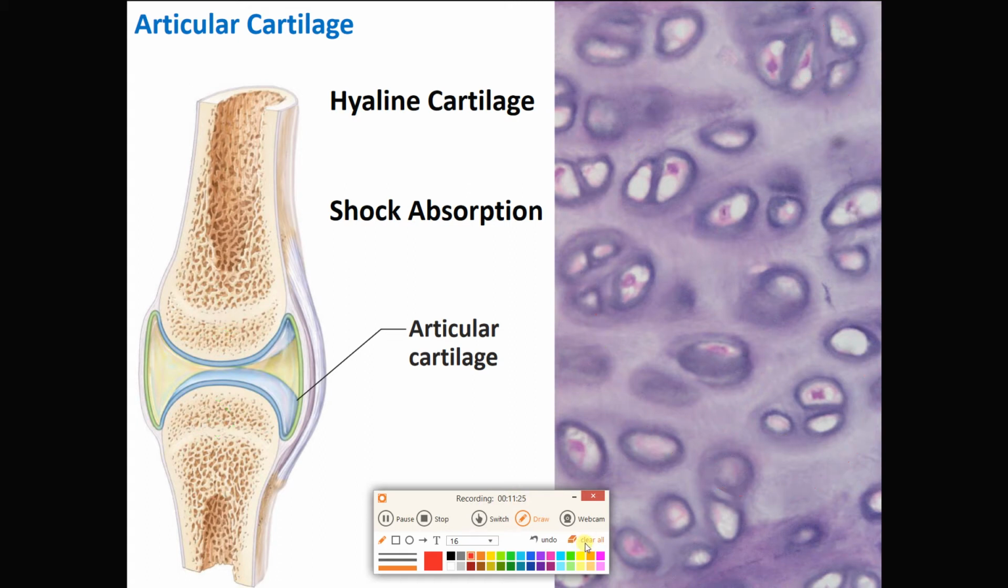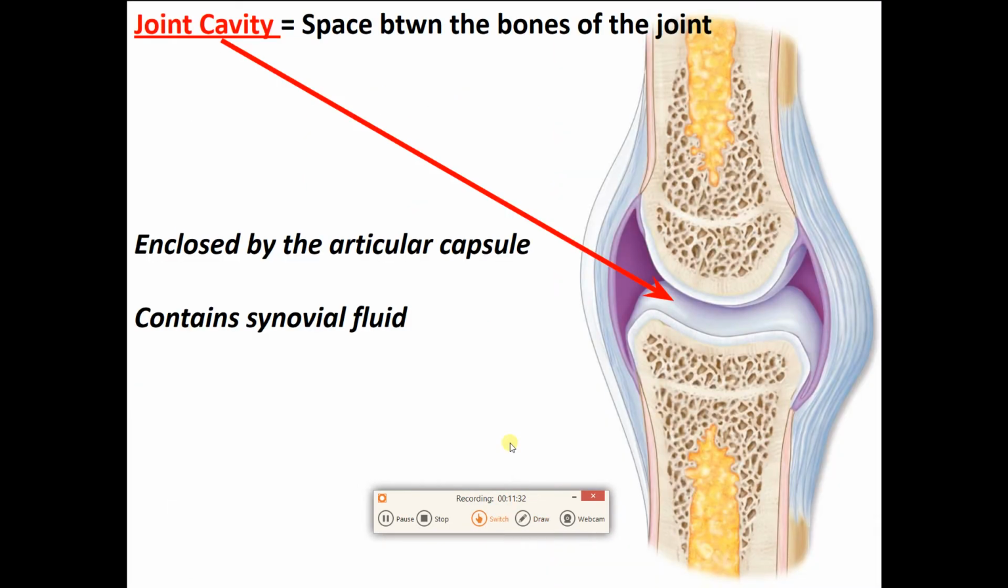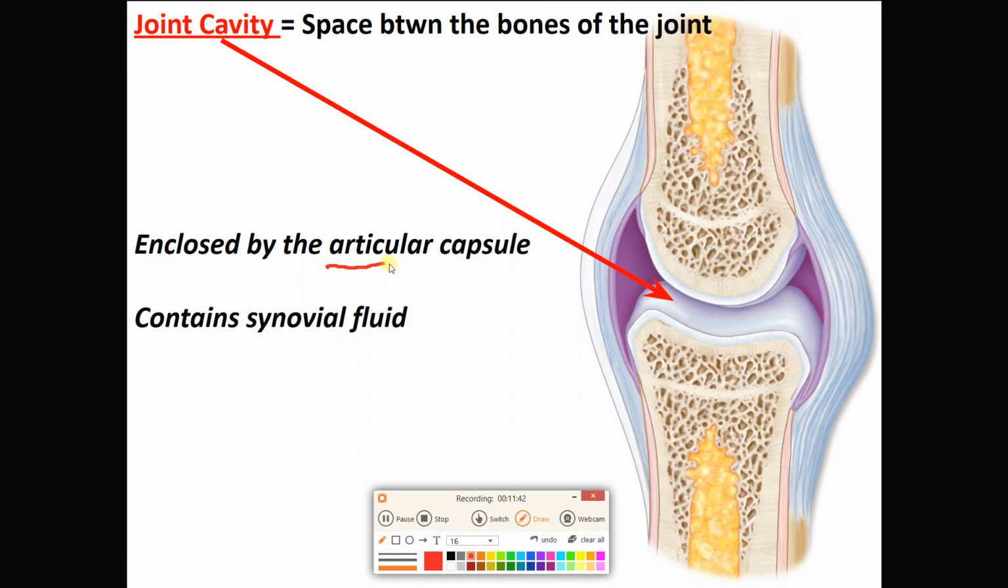All right. Now I want you to notice there's some space between the two bones here. Check that out. That space is called the joint cavity. So the joint cavity is the space in here. The walls of the joint cavity are created by this layer called the articular capsule, which we'll talk about next. And then inside this space, we're going to have fluid called synovial fluid. We'll talk about that soon as well.